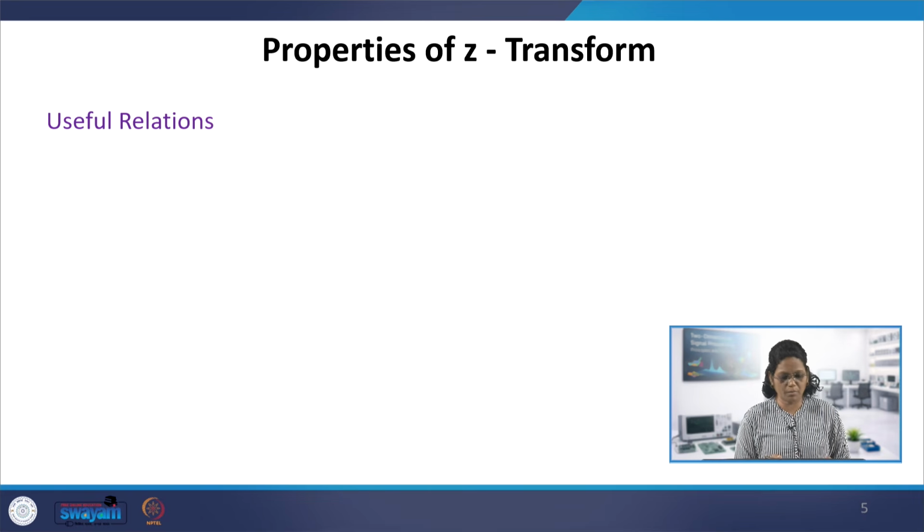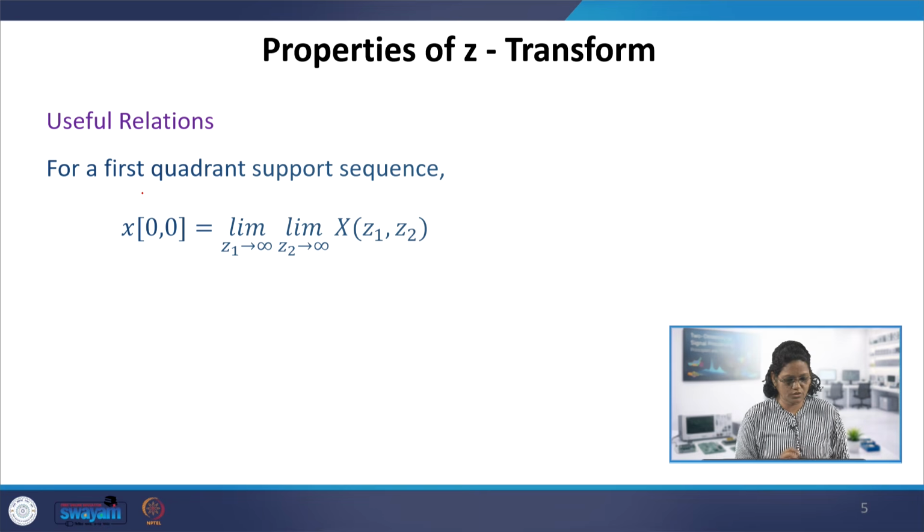So these are very important properties that we will see here, and next the first quadrant support sequence. If a sequence is first quadrant, that is n1 and n2 are positive, how do we find the initial value x of 0 comma 0, that is n1 equal to 0 and n2 equal to 0, for a given sequence? It can be found from the Z transform of it, X of z1 comma z2, where z1 tends to infinity and z2 tends to infinity. That would result in x of 0 comma 0, the initial value, if it is a first quadrant sequence.